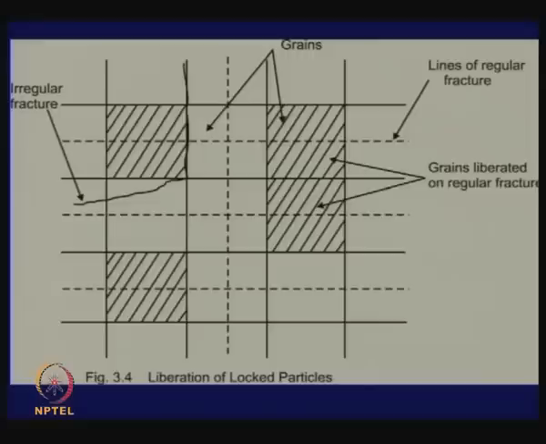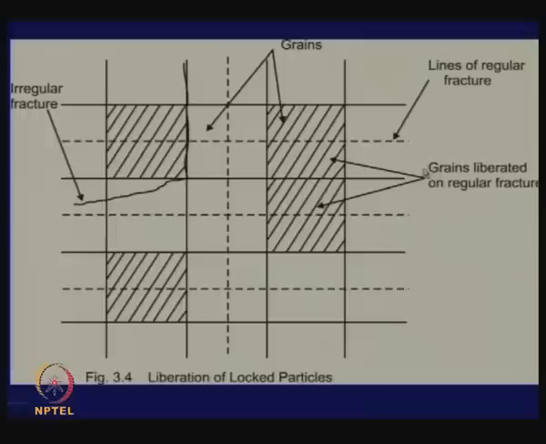Now, here is a schematic representation of a mass of ore, where there are different kinds of minerals locked up. And this is one kind of mineral, this is another kind of mineral, the white one, and this is the hatched one. And when size reduction takes place, then this is broken, maybe lines of fracture could be here, the lines of fracture could be here. And very often the lines of fracture go along the intergranular boundaries. By grain, we mean one kind of particle, a mineral particle. This is one grain, this is another grain, which is another mineral particle. So, very often it will crack along these lines and they will get liberated.